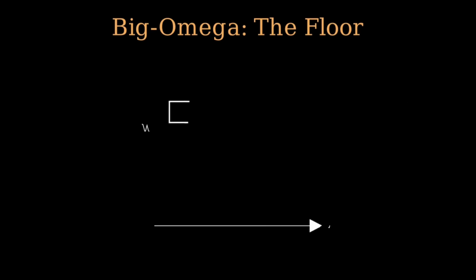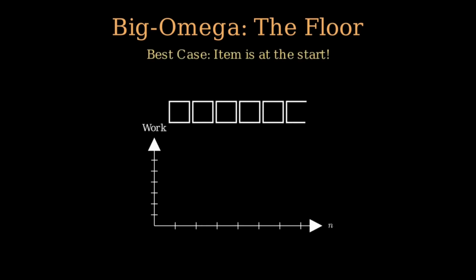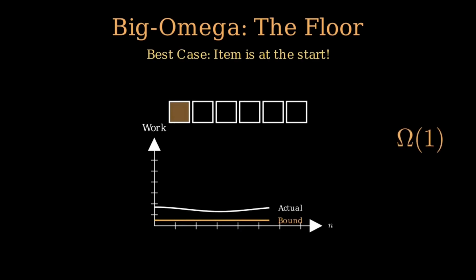For our algorithm, big omega describes the minimum work. If you find your target in the very first box you check, the work is constant, no matter how big the rest of the list is. We represent this floor as big omega of 1.